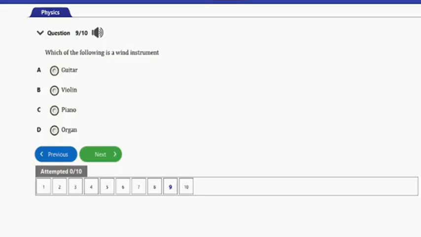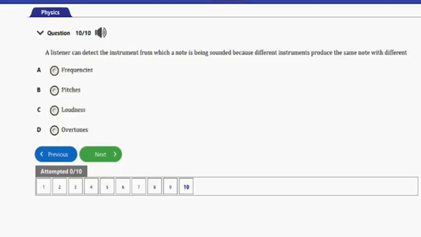Let's go ahead and consider the next question, guys, together. And that's the last question for today. So the next and last question, guys, here is question number 10. It says, a listener can detect the instrument from which a note is being sounded because different instruments produce the same note with different A, frequencies, B, pitches, C, loudness, D, overtones. So guys, the answer to this question is option D here. That's the overtones. And that's it for this question, guys.